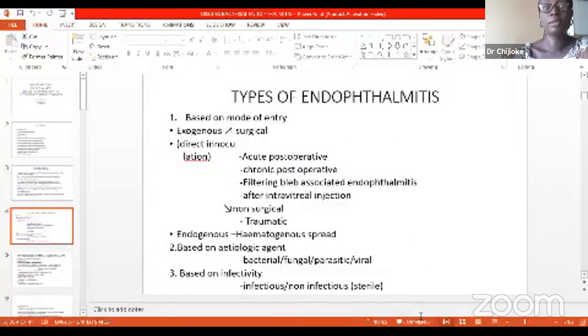Types of endophthalmitis can be based on the mode of entry, on the etiologic agent, or based on infectivity. Based on the mode of entry, it can be exogenous or endogenous.